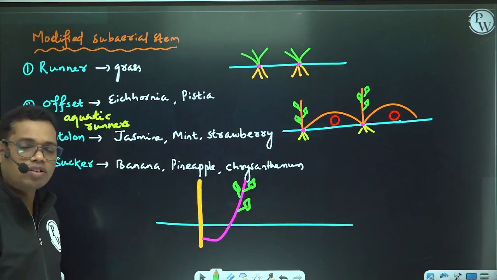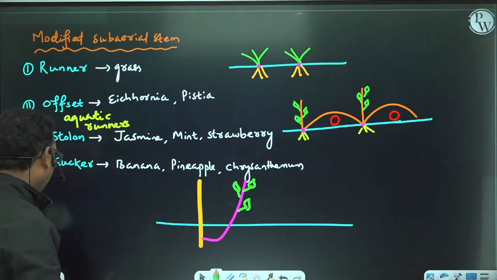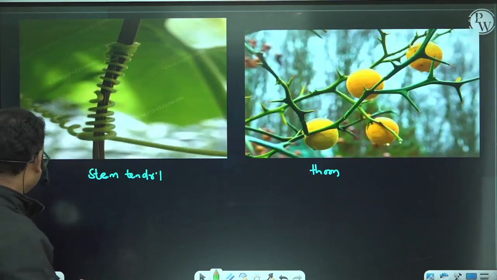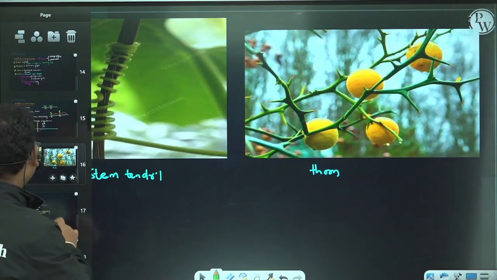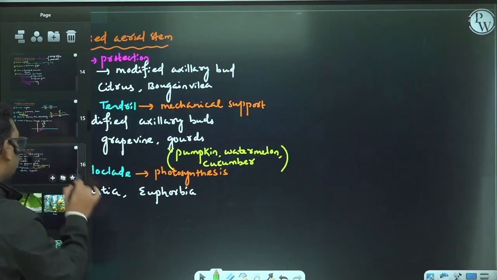This structure is called a sucker. Okay, so this was about sucker. Now what about the other structures? Okay, so modified aerial stem. Let me explain the examples of modified aerial stem.